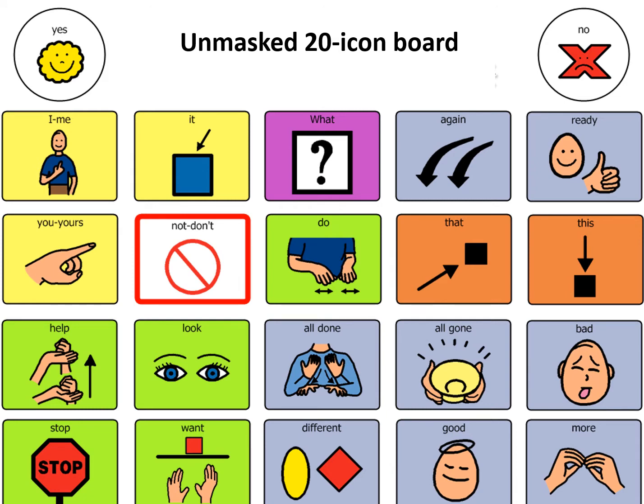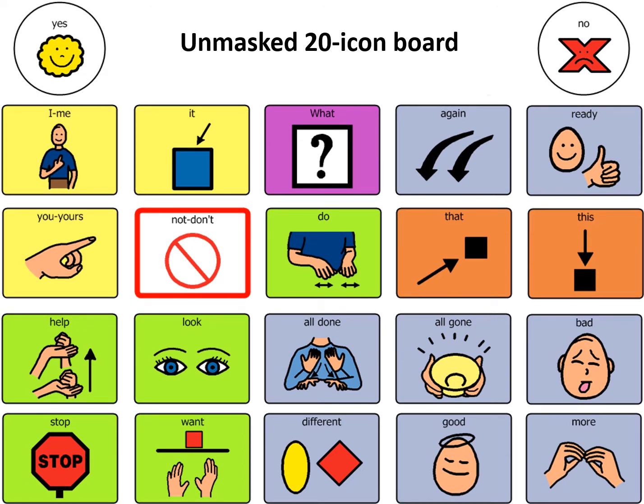So here's just 20. And the great thing about this one is the icons are bigger. So this would be probably great for a student who is visually impaired or has some visual issues because the icons are better. So you have to match the communication system to the student.